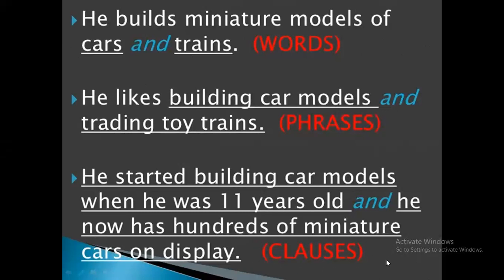Now, whenever in a sentence two clauses are joined by the conjunction, you can split these clauses into simple sentences. Like, I can also say, he started building car models when he was 11 years old. Full stop. And I can write the next sentence as, he now has hundreds of miniature cars on display. Good enough, no problem with that. So you see how we can split in a particular way. We can split the sentences that are joined, or the clauses that are joined by a coordinating conjunction.